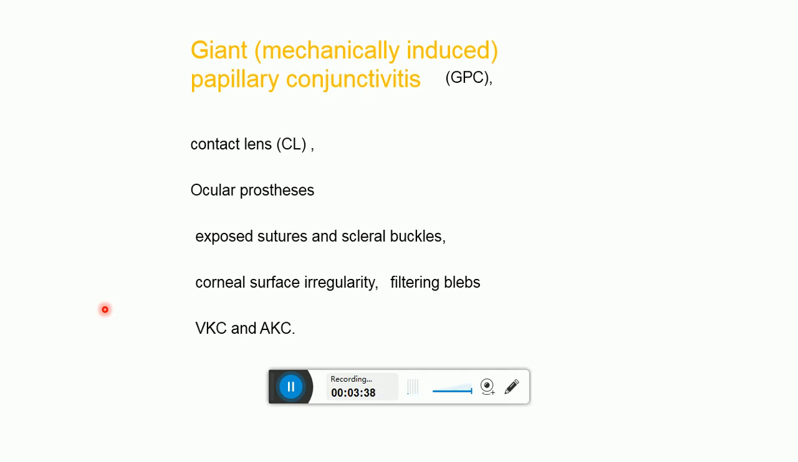Another phenomenon is mucus fishing syndrome, in which there are underlying anterior segment disorders. The patients develop or exacerbate a chronic papillary reaction due to repetitive manual removal of mucus. Giant papillae can also be seen in other conditions such as VKC and AKC.